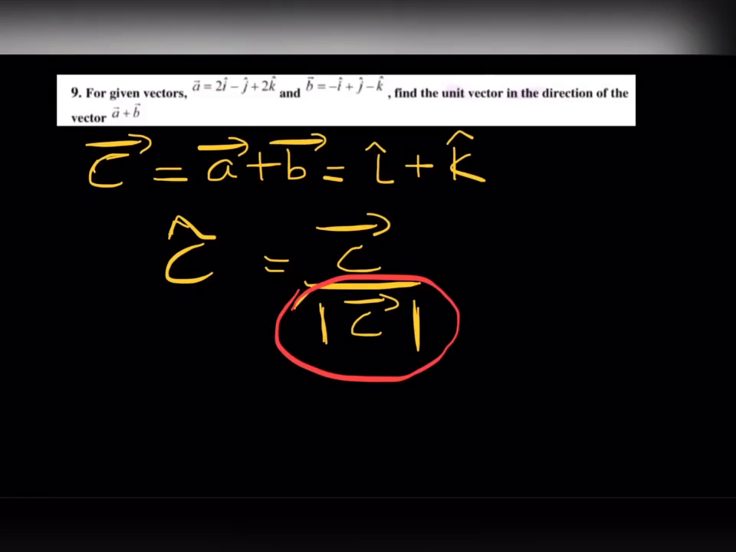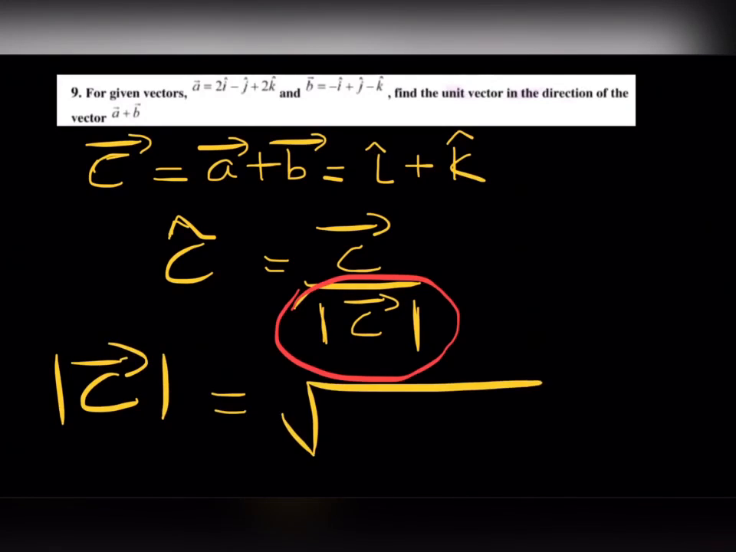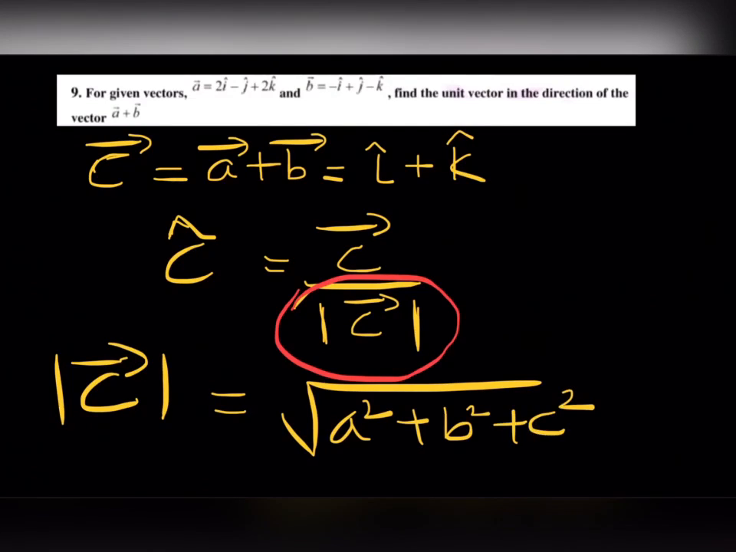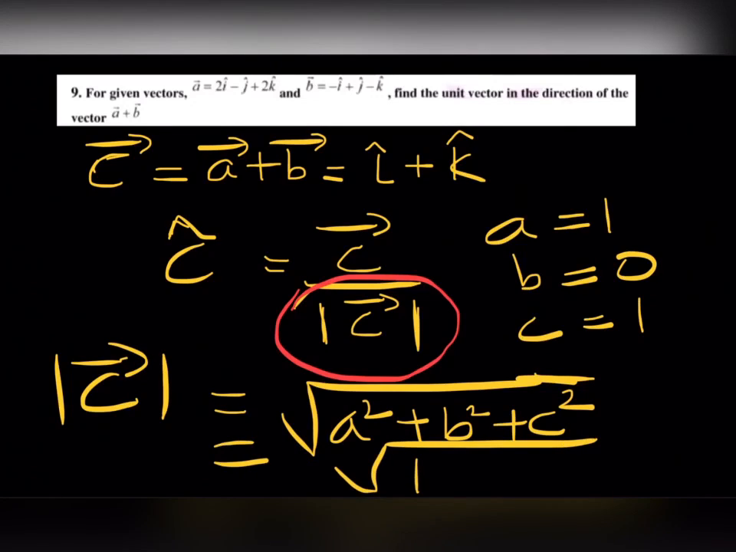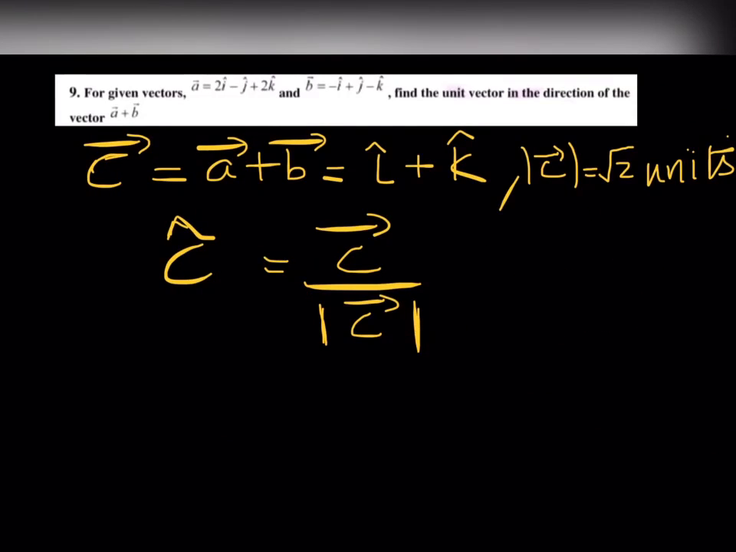So what is the formula required to find the magnitude of vector C? Under root a square plus b square plus c square, where a, b, c are the scalar components of the vector C. a is equal to 1, b is equal to 0, c is also equal to 1. Now under root 1 square plus 0 square plus 1 square, which will be equal to under root 2. Now we got vector A plus vector B as i cap plus k cap and the magnitude of vector A plus vector B as root 2 units.